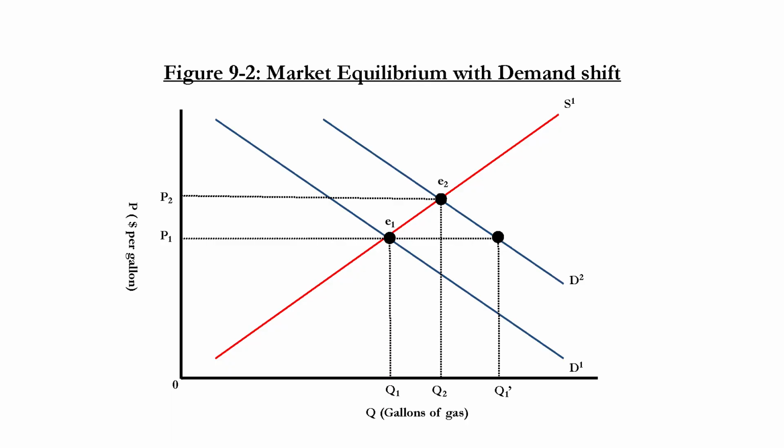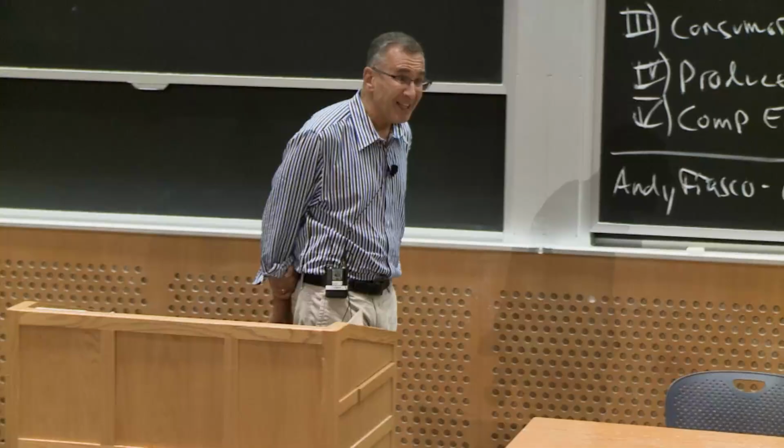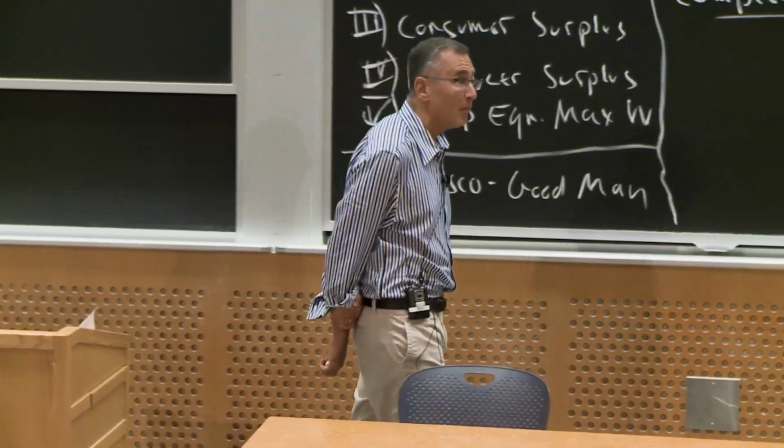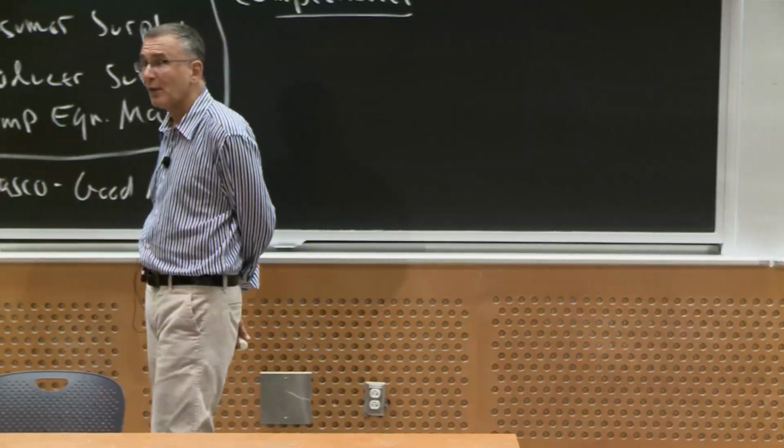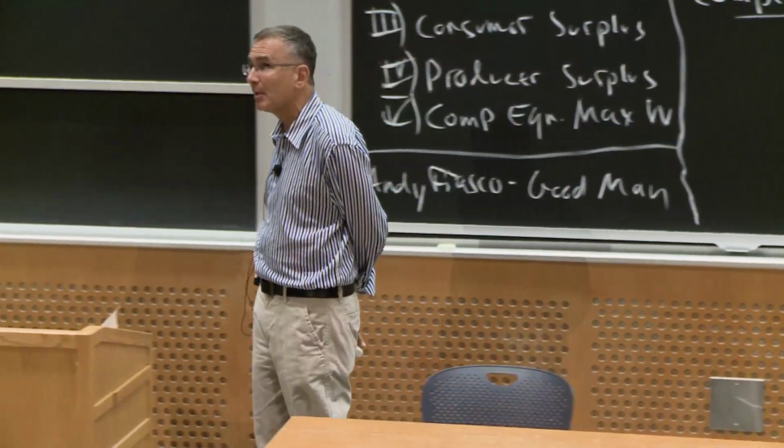At point little e2, you are back in equilibrium. Because at point little e2, given the new tastes, consumers are happy with Q2 gallons of gas at a price P2. They're willing to pay more to get more gas because they want more gas-guzzling cars. Producers are still on their supply curve, so they're happy. As long as they're on a supply curve, they're happy.